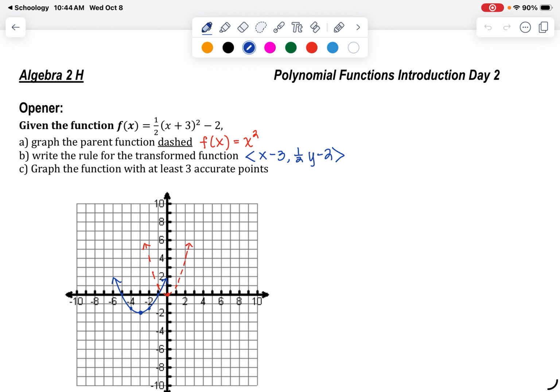It says write a rule for the transformed graph. This is moved right 3, left 3, so that's x minus 3. And then there is a vertical compression of 1/2, and it is moved down 2, so 1/2 times y minus 2, and then my blue graph there is what it looks like.